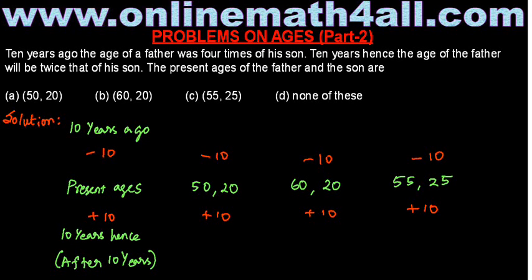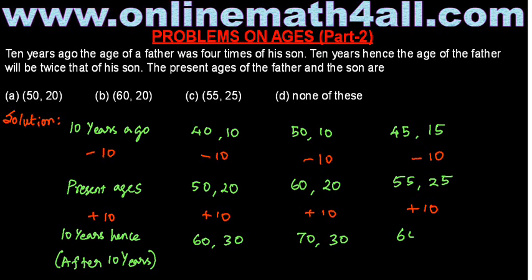Okay, so when I subtract 10 from 50, I get 40. For the father I get 40, and for the son, I get 10. In option B, I get 50, 10. In option C, I get 45, 15. Okay, so to get the age of the father and son 10 years hence, I just need to add 10 to the present ages. So when I add 10 to the present ages given in option A, I'll get 60 for father, 30 for son, and 70, 30 in option B, 65, 35 in option C.